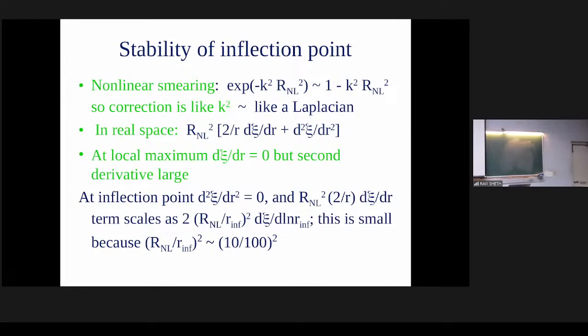So that means that so long as gravity, the evolution, can be expanded as a power in k squared, the inflection point is always going to be more stable than anything else. It's a very generic argument that this should be the most stable. It's not an assumption.